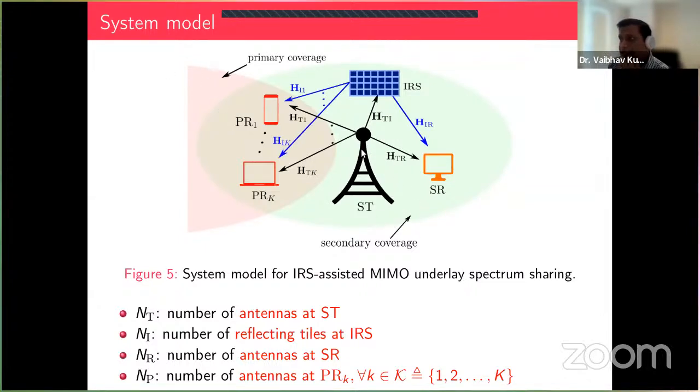This red region is the primary coverage. The primary network holds the license to use a particular band. This green region is the secondary network, the secondary coverage. The secondary does not have the license, but it is still using the band, provided that the interference it creates on the primary receivers is always below a certain threshold, so that their quality of service is not compromised too much.